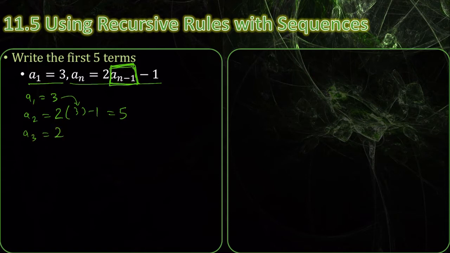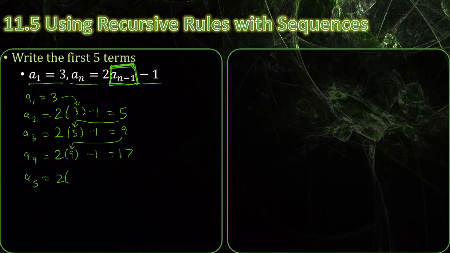a3 is 2 times the previous term, so it's 10 minus 1, or 9. a4 is 2 times the previous term, which is 9, minus 1. 18 minus 1 is 17. a5 is 2 times the previous term, minus 1. So that's 34 minus 1, which is 33.